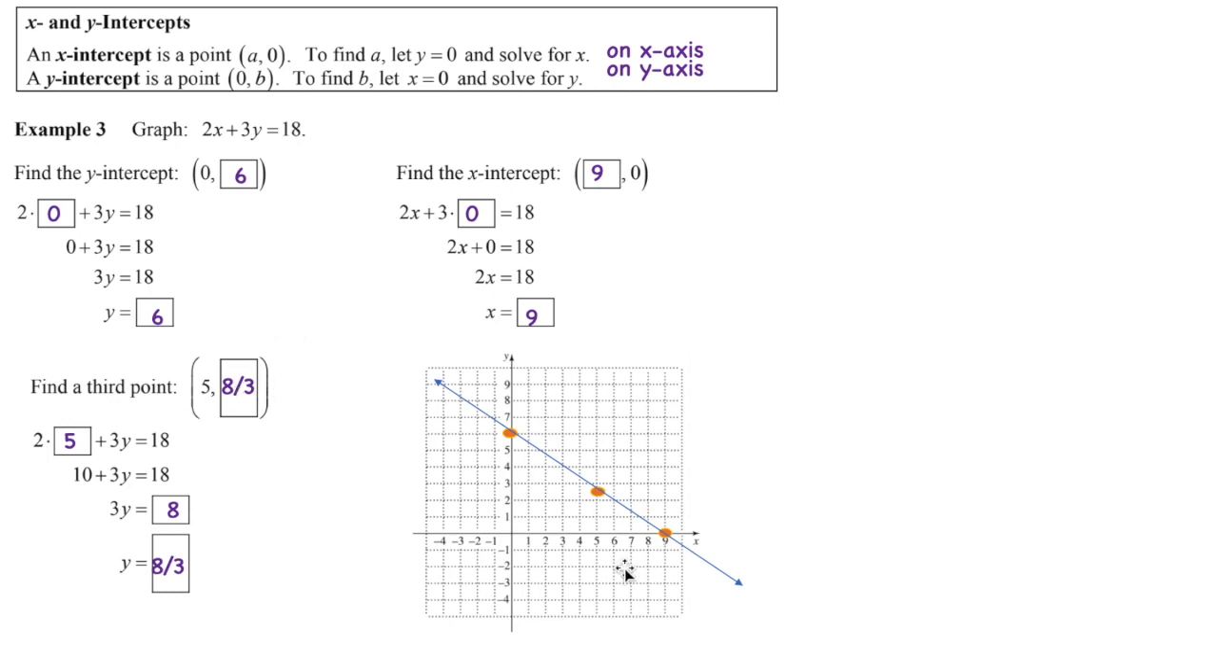When I put in 5 and 8 thirds into our graph, notice when I connect my points here, we create a nice straight line. If for some reason you end up with a squiggle line, something went wrong. We have to create nice straight lines in linear equations.